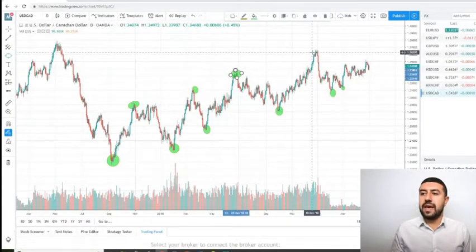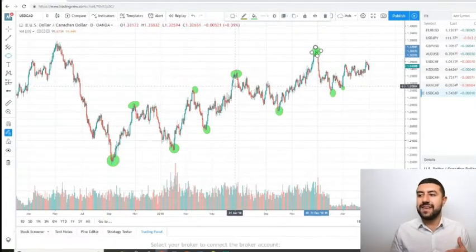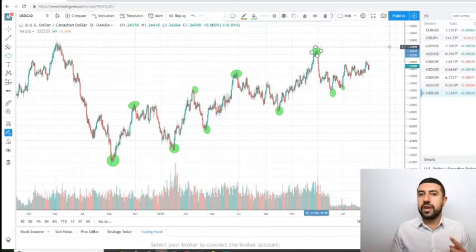So what does that tell me? That tells me we're in an uptrend. The currency is going in a specific direction. USD is strengthening versus CAD, so it's taking more and more CAD to get you $1 worth of USD.